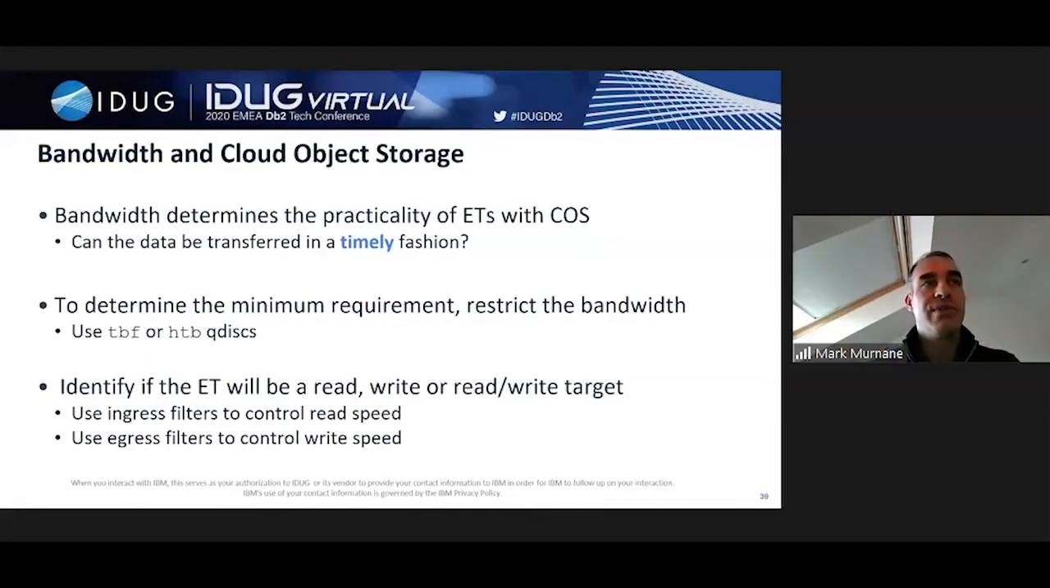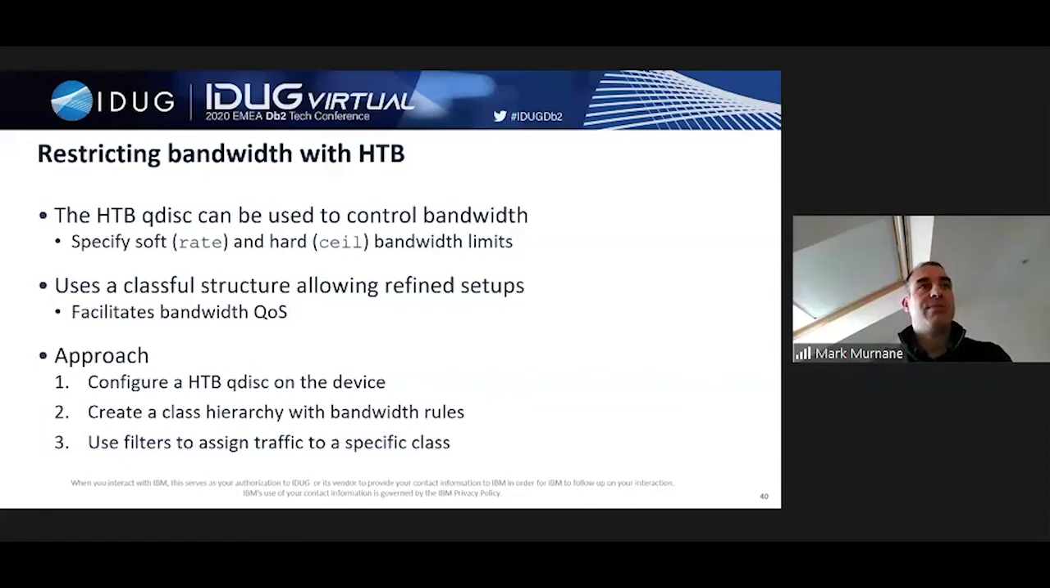The first thing is to identify if the external table you're using will be a read table, a write table, or a read-write target. We can use ingress filters to control read speed, or we can use egress filters to control write speed. So we might use a combination of filters here. In this example, we're going to use hierarchical token bucket to restrict the bandwidth.